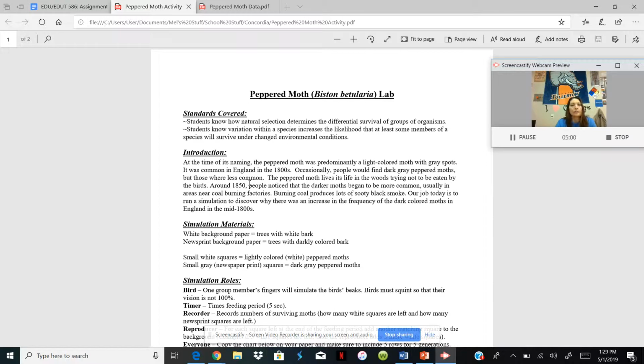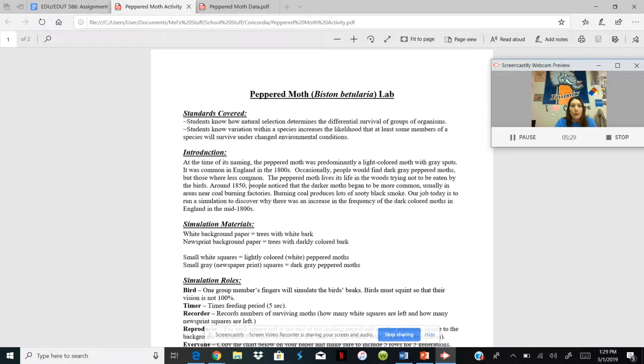Why is that? Well, around 1850 is when the Industrial Revolution started, and coal burning factories started popping up, and the soot from these factories was coating the trees, making the dark gray peppered moths more camouflaged with the bark and therefore less hunted. And the light colored moths started to become more hunted and decreased in numbers.